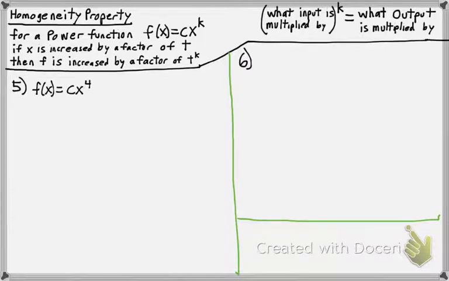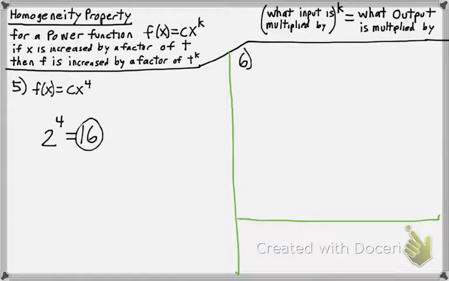So number 5, we have c x to the fourth, and it says if x is doubled, by what factor is f increased? Doubled means that you're multiplying by 2, and then we have that power of 4 there. So if you take 2 raised to the 4, that gets you 16. What that means is that if you're doubling x, f is getting multiplied effectively by 16.